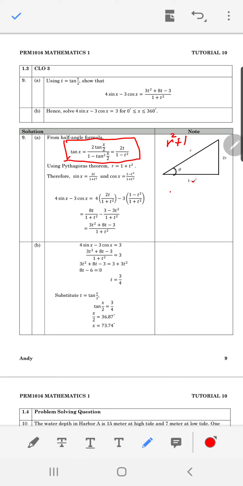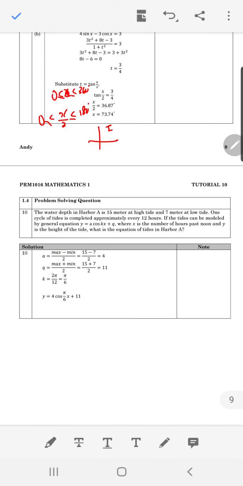So then you substitute into b to find the angle. After that, you find that your t is 3 over 4. So tangent theta over 2 is 3 over 4. And then why is there only one angle? Because although your x is from 0 to 360 degree, half of the angle only goes up to 180 degree. So for tangent positive, it is from first and third quadrant, and within 0 to 180 degree only the first quadrant is positive. So that's why they only get the basic angle only.